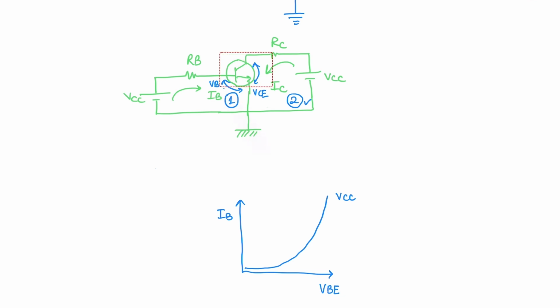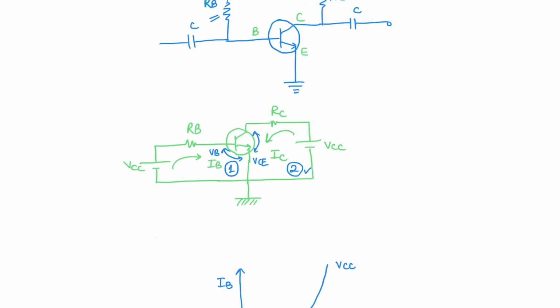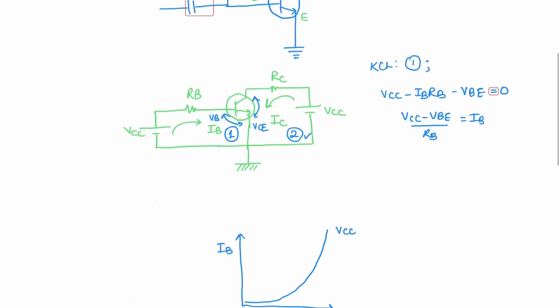We can see that VBE is on the input side of the circuit, and VCE is on the output side of the circuit. If we try to write KVL in the two loops, for loop 1 we'll get VCC minus IB RB minus VBE is equal to 0. Then VCC minus VBE upon RB is going to be IB, which is the base current.